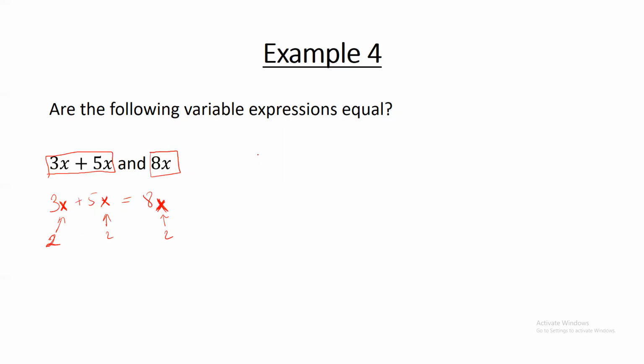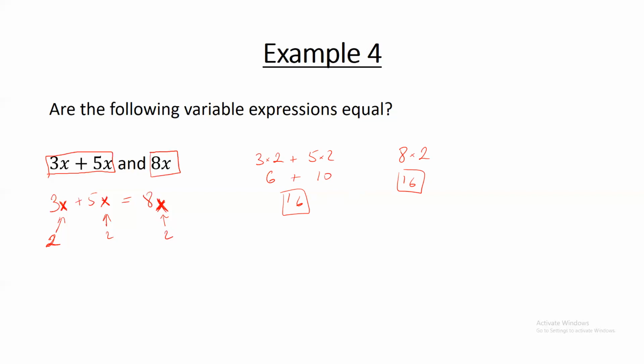If x is 2, then we have 3x, which is 3 times 2, plus 5x, which is 5 times 2. That equals 3 times 2 is 6, 5 times 2 is 10, and 10 plus 6 is 16. What about 8x? Remember, x equals 2. Well, 8 times 2 is 16. Looks like we have 16 on both sides. The left side equals the right side.